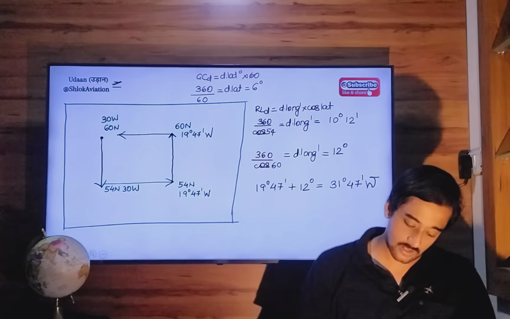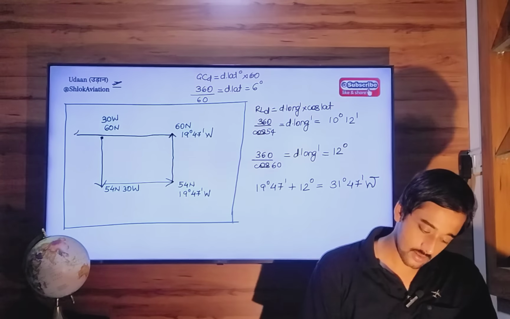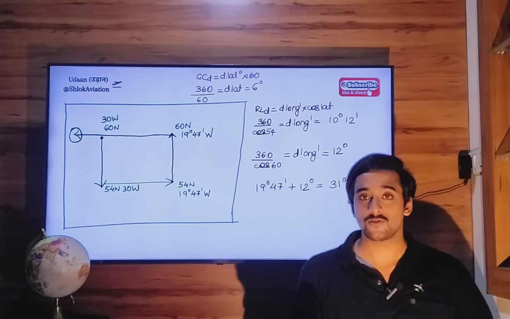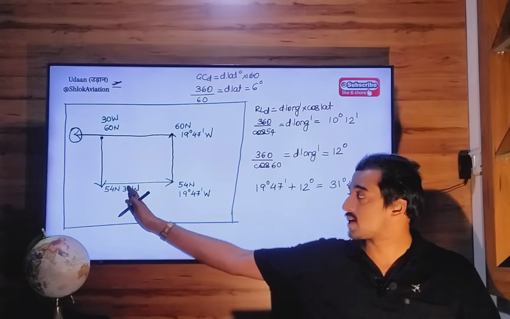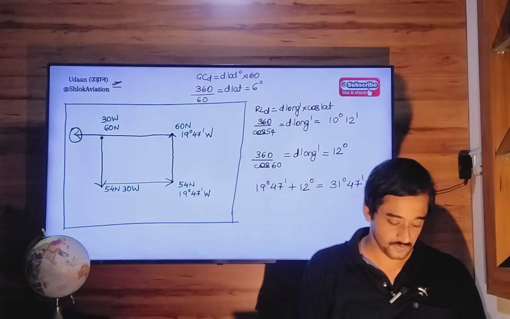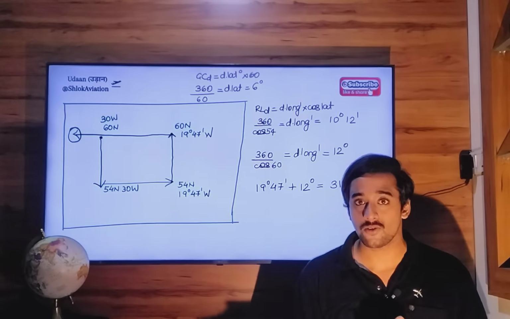So your final position will be somewhere here. Okay, because of the convergency of meridians, you have exceeded this 30 degree west longitude. Convergency at 60 degree north will be more than convergency at 54 north.